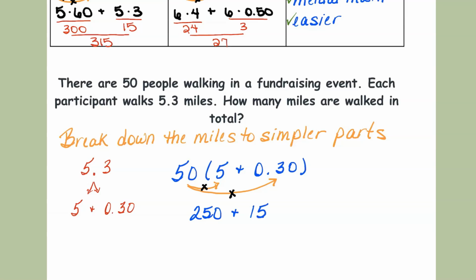250 plus 15. So 5 times 50 is 250. 50 times 3/10 is 15, and we add those two together to get a grand total of 265. And that's how many total miles were walked by all 50 people.